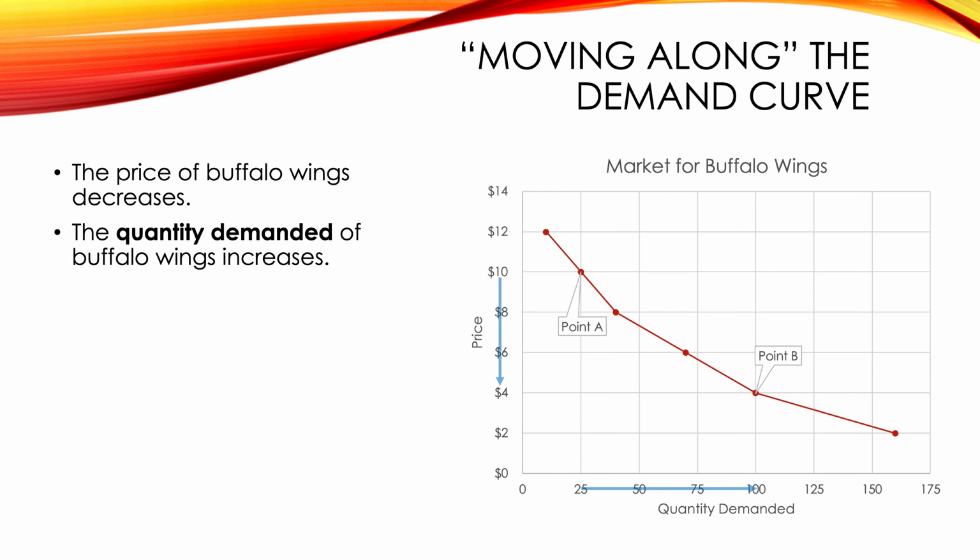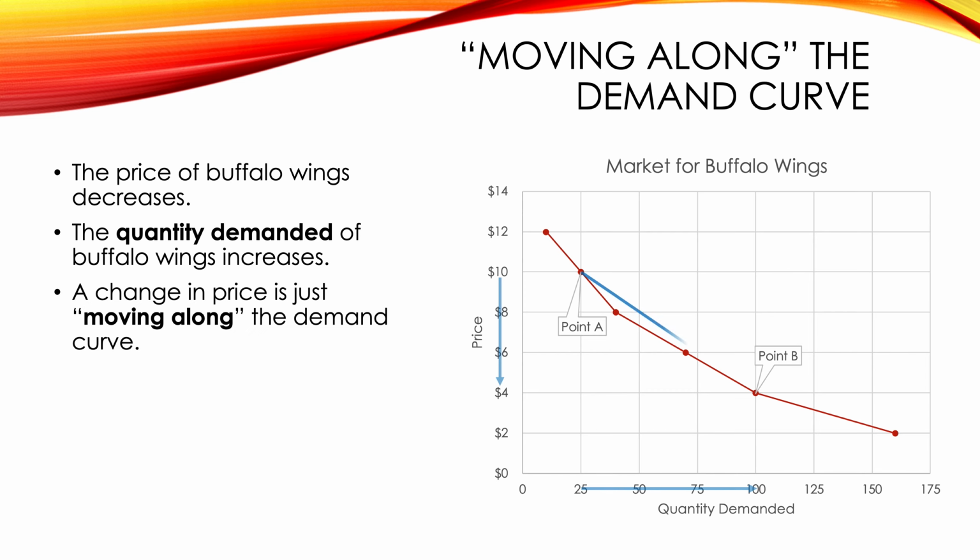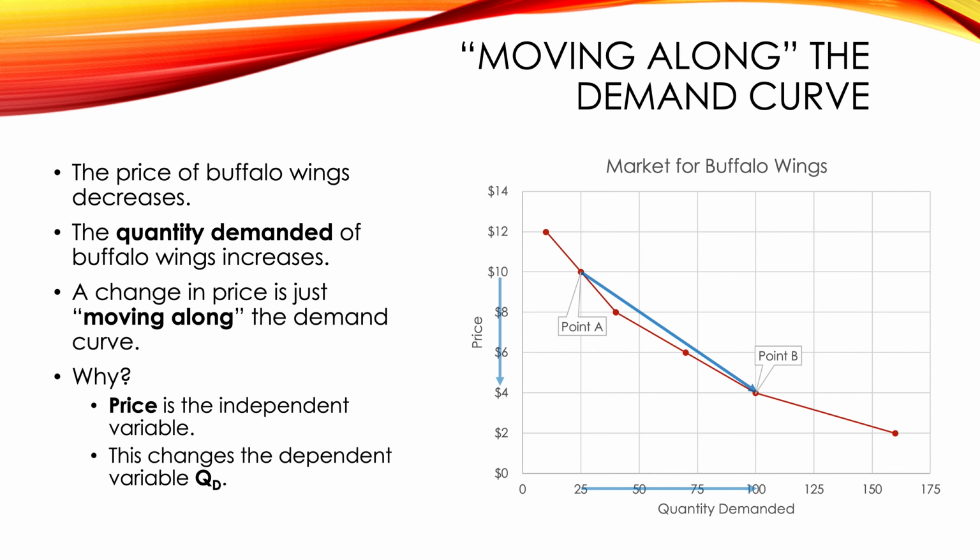This is what we refer to as moving along the demand curve. So watch this. We're moving from point A to point B. We're just finding a new position on the same demand curve that we had before. Why did that happen? Well, price is the independent variable. Depending upon the price, you're going to have a different quantity demanded of buffalo wings. So that's the important thing to remember here. A price change doesn't move demand, doesn't shift demand. All a price change does is change the quantity demanded of the thing. So hopefully that clears up a common source of confusion, and thanks for watching.